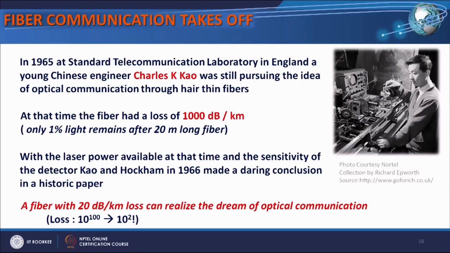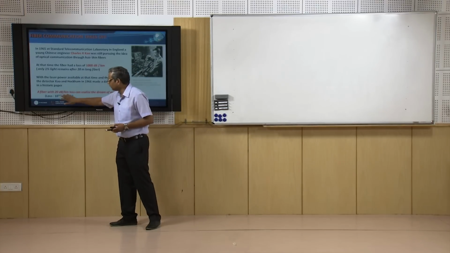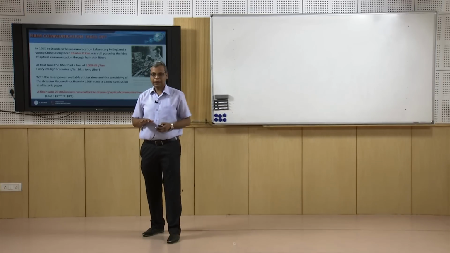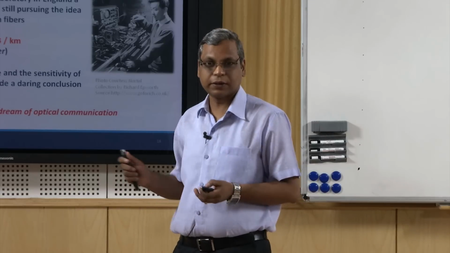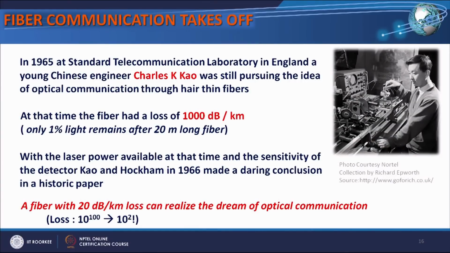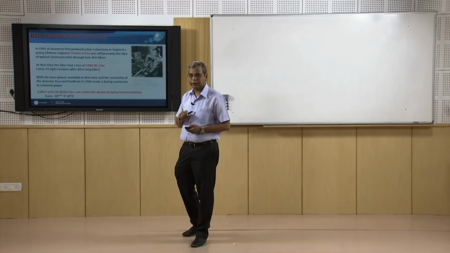20 dB per kilometer loss, what does it mean? It means that you are bringing down the loss factor from 10 to the power 100 to 10 to the power 2. I hope it is not a joke. Bringing down the loss factor from 10 to the power 100 to 10 to the power 2, but their study was very extensive and some people took it very seriously.